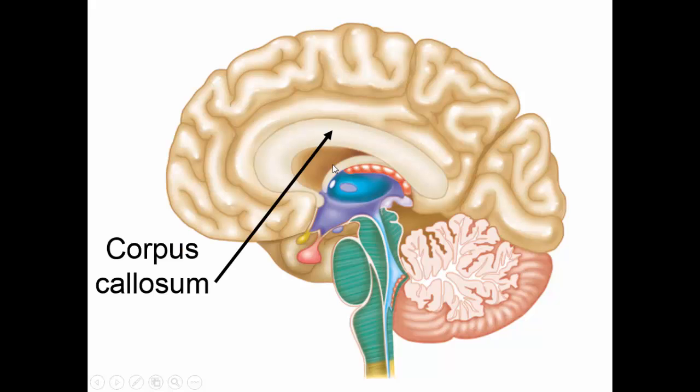From the side, there is a structure at the base of the cerebrum. This is known as the corpus callosum. This helps connect the right side of the brain to the left side of the brain. This is an important feature in how your brain functions.